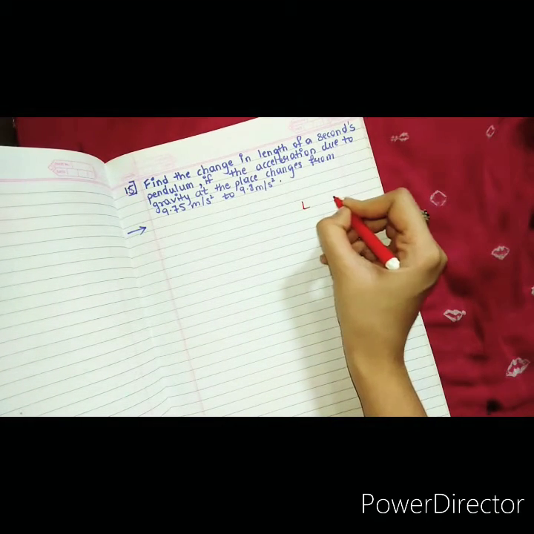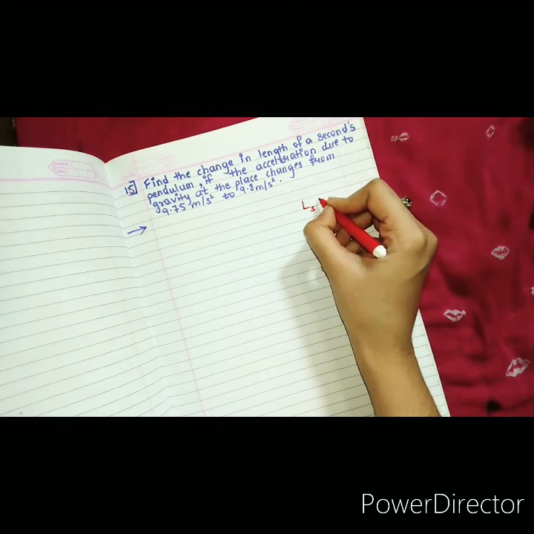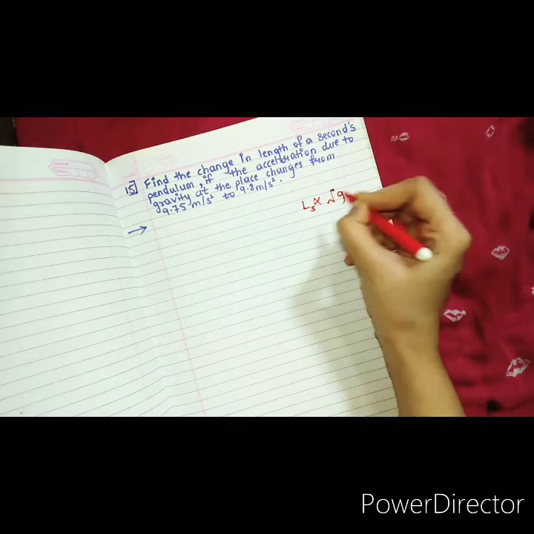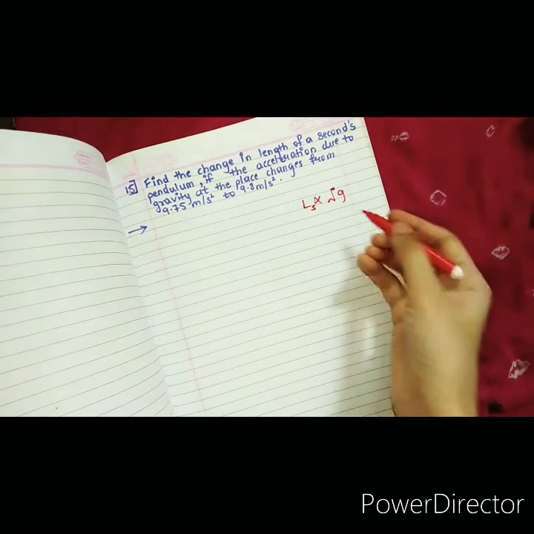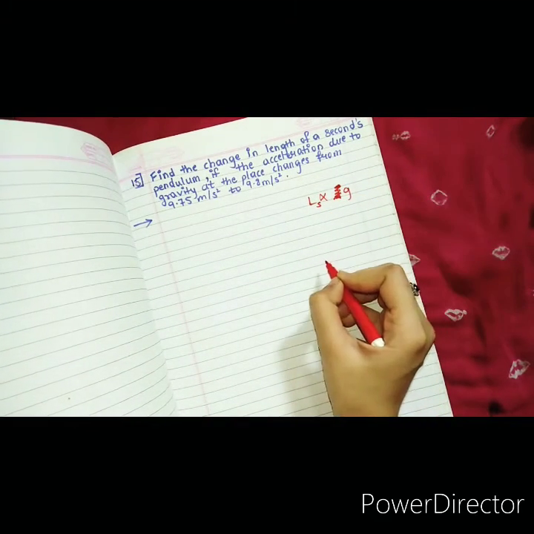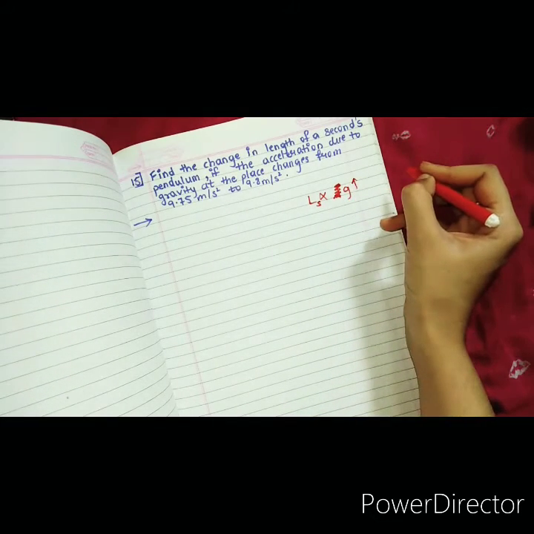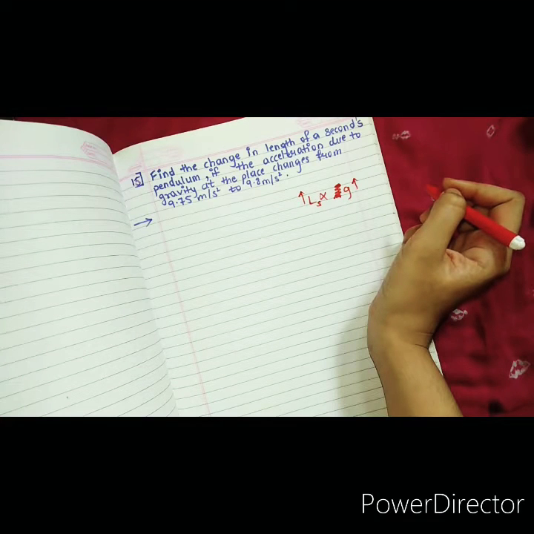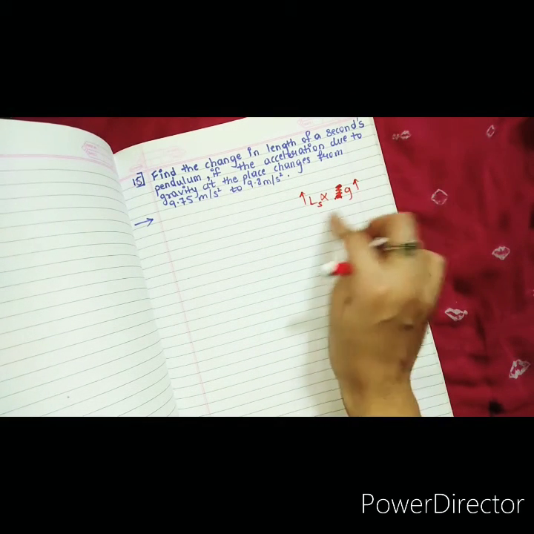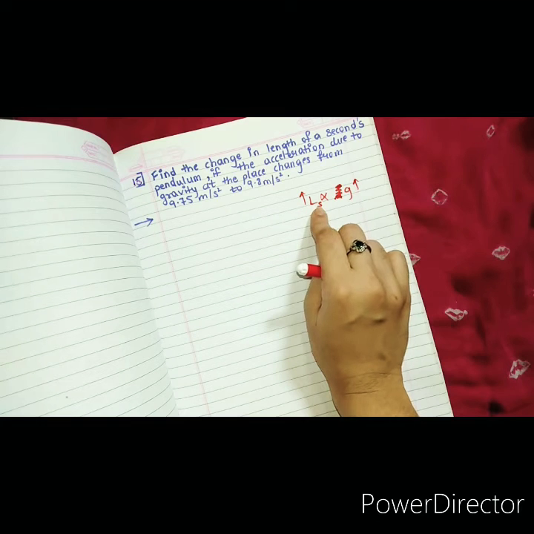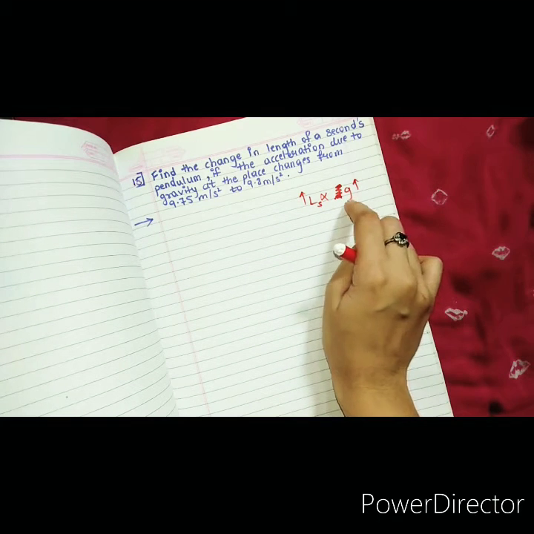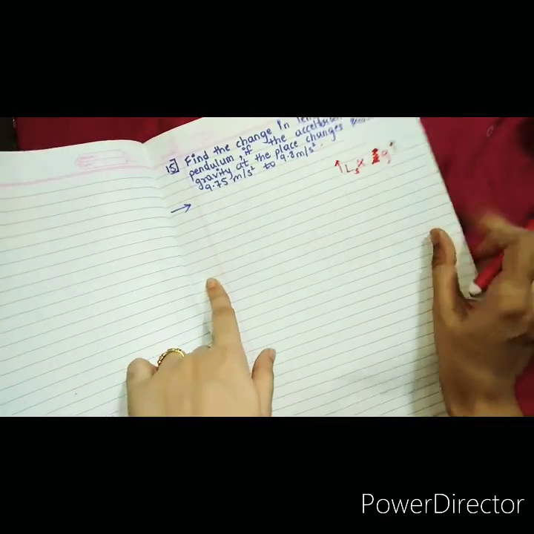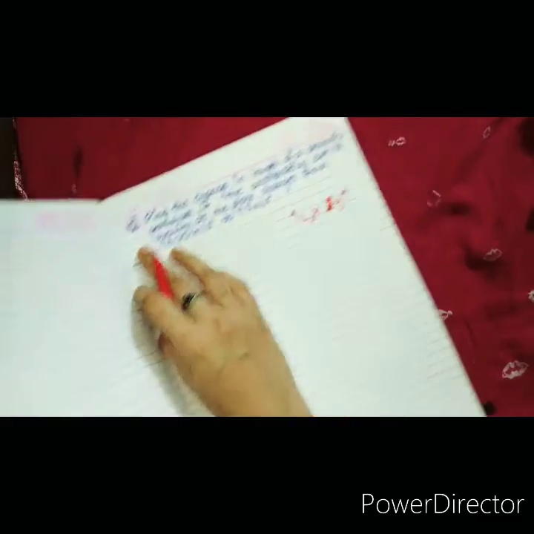Okay, let me show you some theory first over here. Length of a seconds pendulum is directly proportional to acceleration due to gravity. So if there is an increase in acceleration due to gravity, there will be an increase in the length of the simple pendulum, seconds pendulum. Okay, this you should keep in your mind. Just the theory part. Now they both are directly proportional.